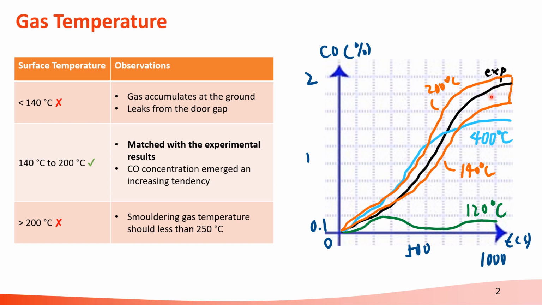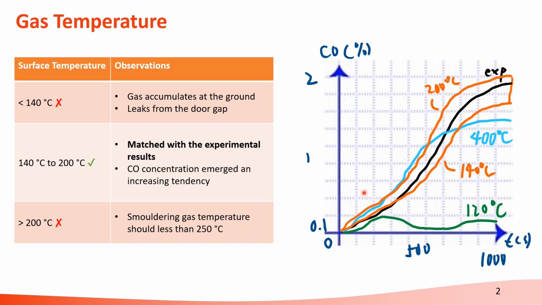In the experimental result, the peak point is 1.9%, and at 140 degrees Celsius and 200 degrees Celsius, the peak carbon monoxide concentration is around 2% and 1.8% respectively. Those errors may be caused by the uncertainty of the smoldering process, and I think this is fine. So 140 degrees Celsius to 200 degrees Celsius matches the experimental results.